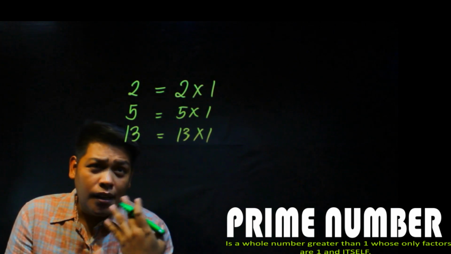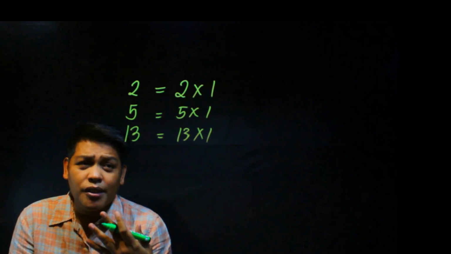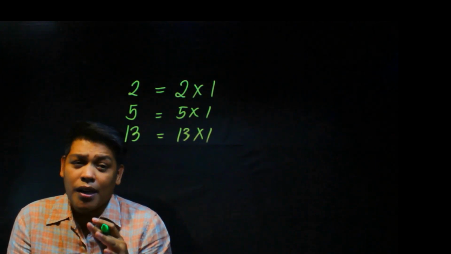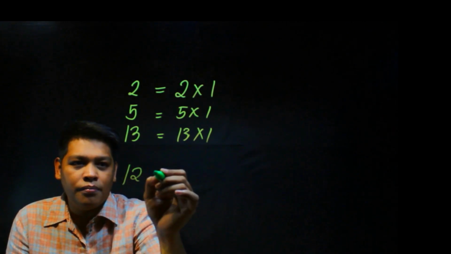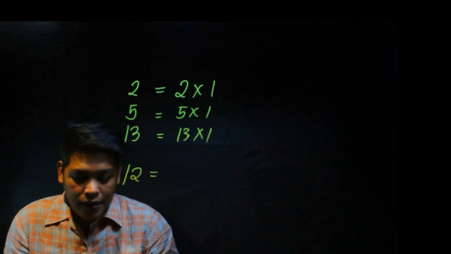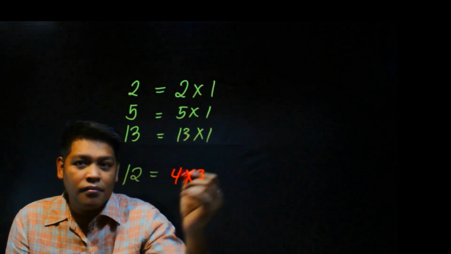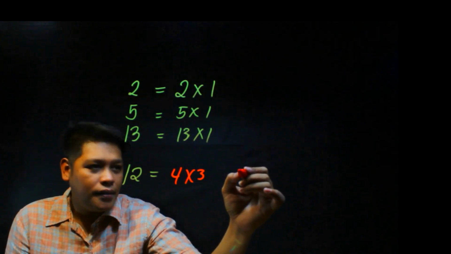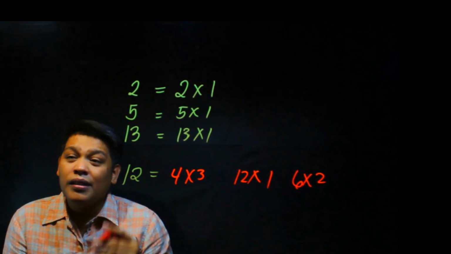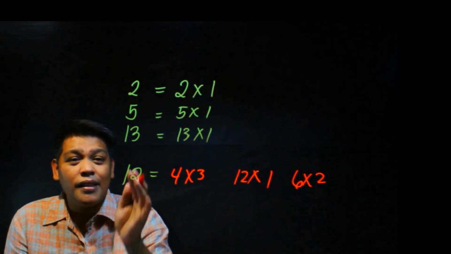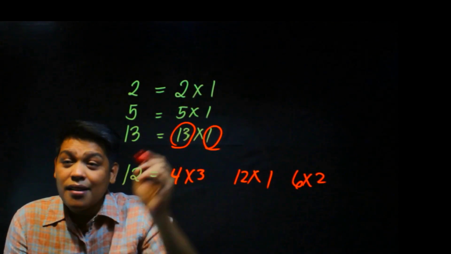Ang kabaligtaran nito ay ang composite numbers. Pag sinabi naman composite numbers, hindi prime numbers. Ano yung mga to? For example, sabihin natin 12. Ang 12, pwede natin ang mga factors ng 12 is 4 times 3. Ano pa? 12 times 1 and 6 times 2. So, yan yung mga factors ng 12. So, ibig sabihin, composite number siya. Unlike the prime numbers, 1 lang at ang kanyang sarili.